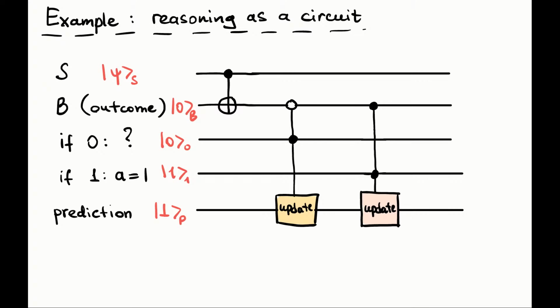The second operation is conditioned on a case where he gets outcome 1. Then we also check if the corresponding inference qubit is initialized, and then we also update the prediction. Of course, in this setting, the only update that will actually happen is the second one. So this is the simplest kind of example of how we can model reasoning. Of course, we don't claim that this is in any way optimal, so feel free to come up with your own models, but this is just an example of how one can implement that.